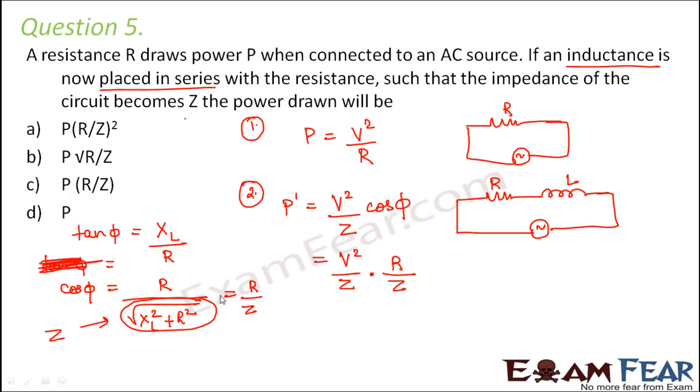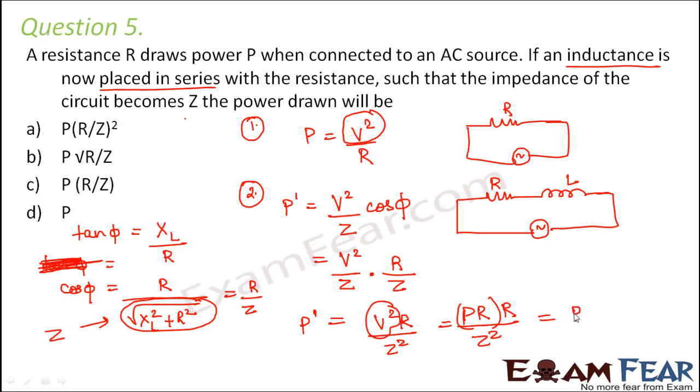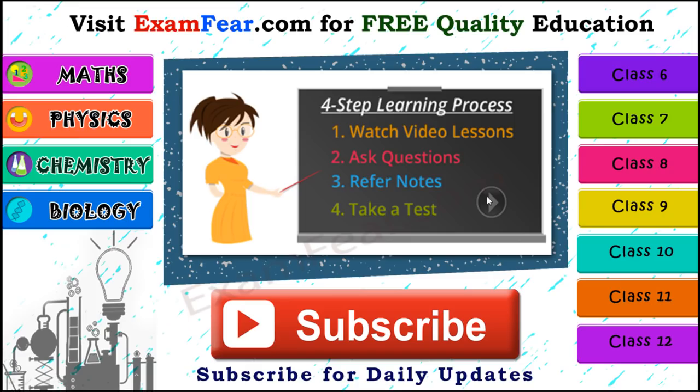So therefore we can say that the new power, that is P dash, is equal to V square R divided by Z square, or we can write it like this. Instead of V square, what can we write from this equation? Instead of V square, we can write P into R. So P into R divided by Z square, that is P into R by Z whole square. So that is A is the correct option. Question number 6. A condenser of two.